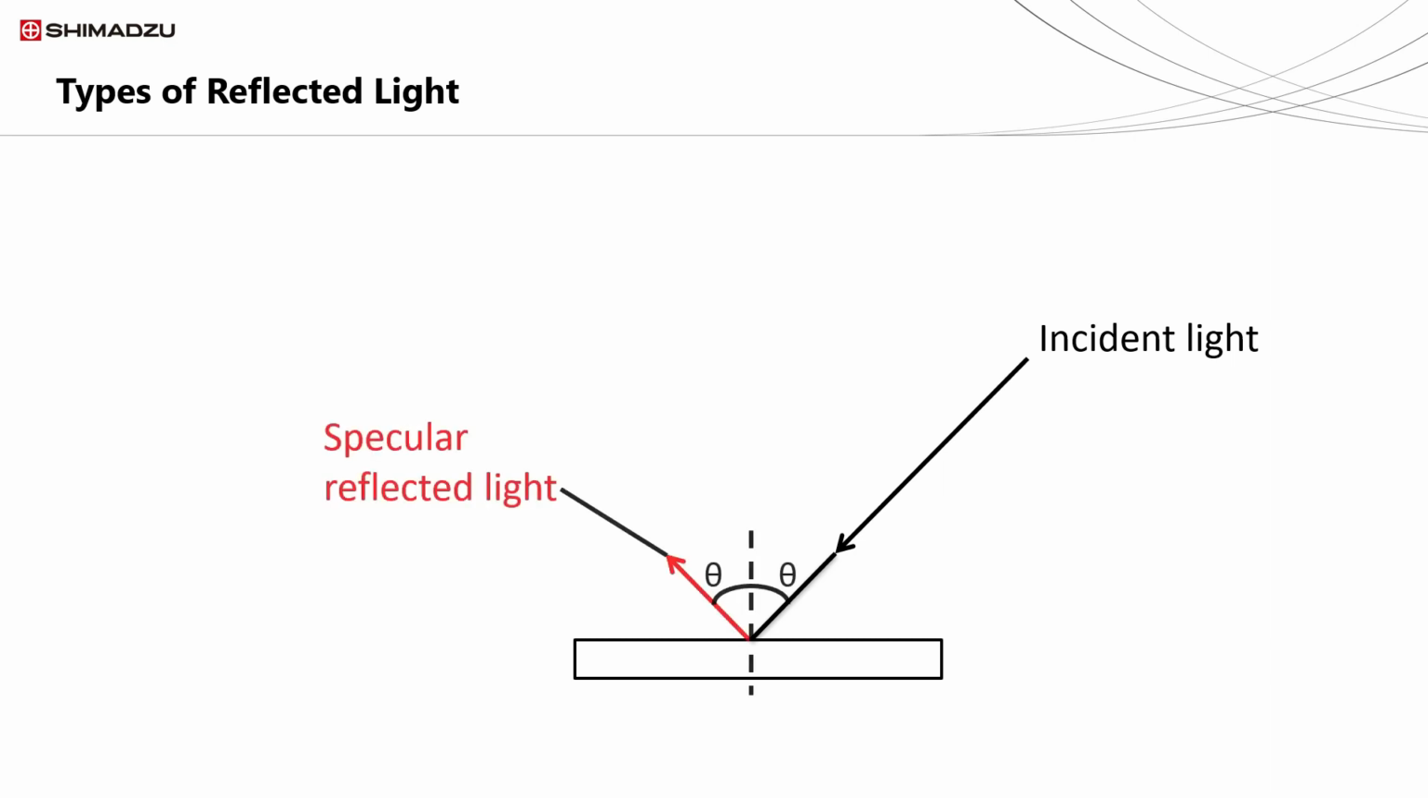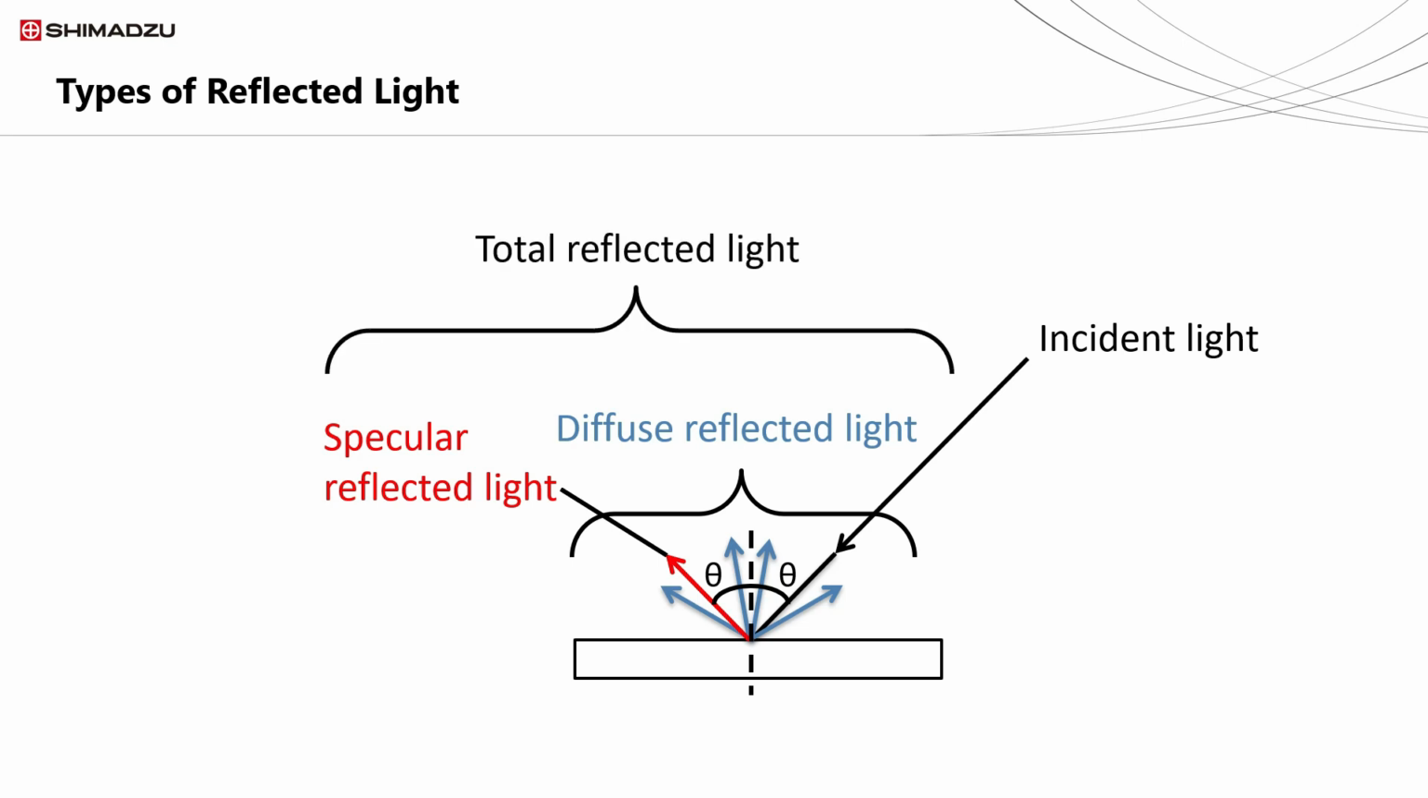Light can also reflect from the surface of a sample. If the angle of reflection is equal to the angle of incidence, it causes specular reflected light. Otherwise, it causes diffuse reflected light. The sum of both types of reflected light is known as total reflected light.